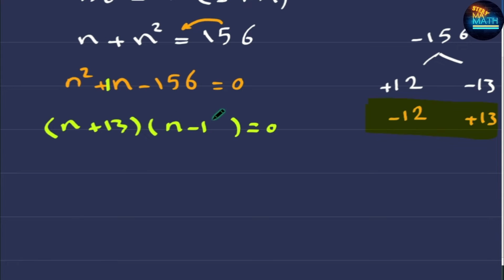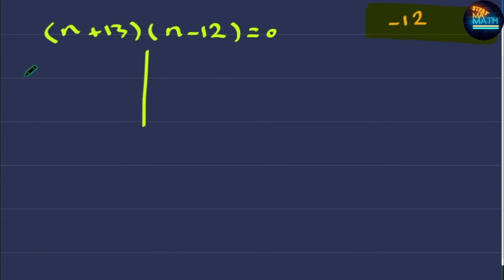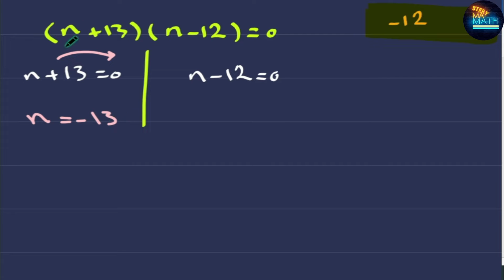Their product is equal to 0. So n plus 13 is equal to 0, or n minus 12 is equal to 0. Moving 13 to the other side, n is equal to negative 13. But this answer is rejected because he just needs the number of the terms. So the number of the terms will be positive.